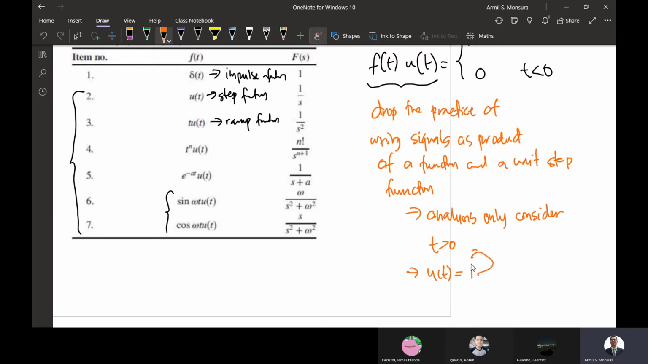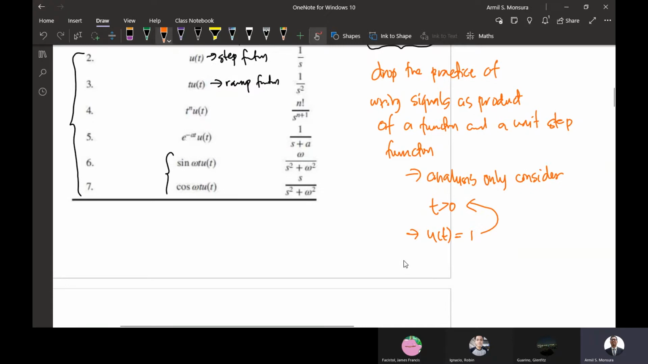Kapag positive yung time. Okay? So, pag positive yung time niyo, yung u of t niyo is equal to 1. So, therefore, yung product f of t niyo, okay, instead of writing product f of t, u of t niyo, pwede na natin siyang ilagay as simply f of t. Okay? Since kung ito naman yung i-consider natin, yung positive time natin, then u of t is 1, so ito, pwede natin palitan to ng 1.